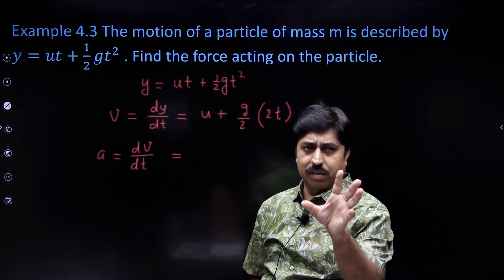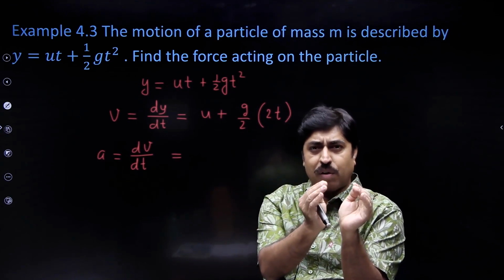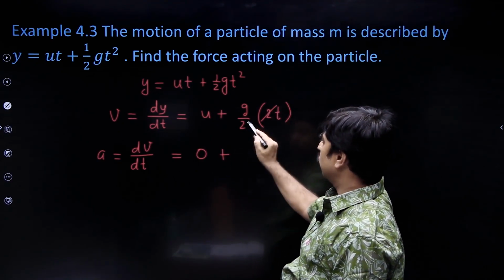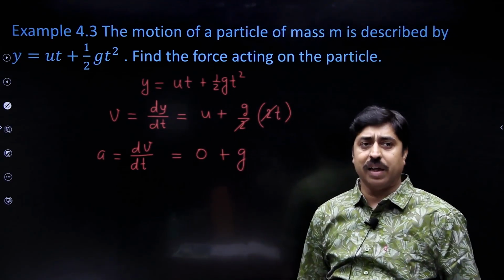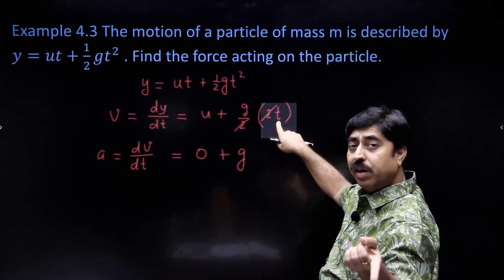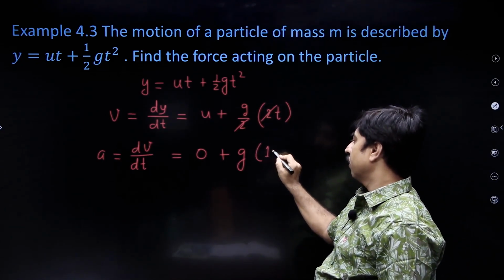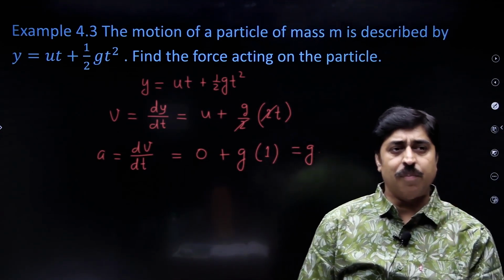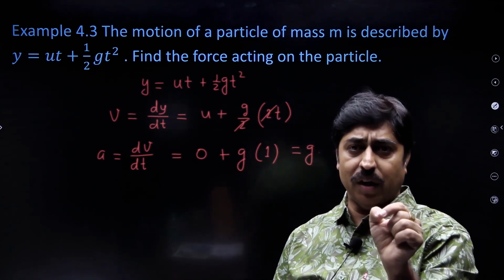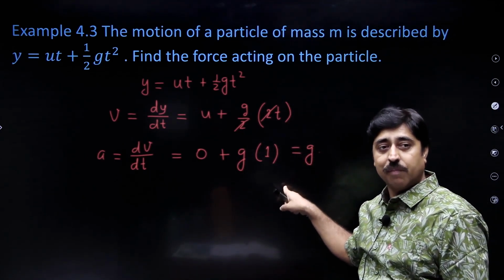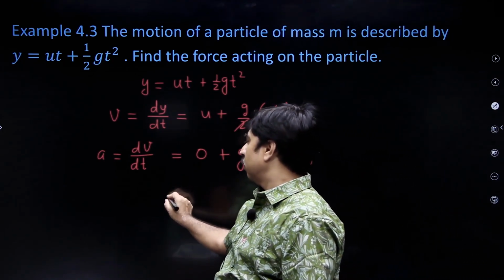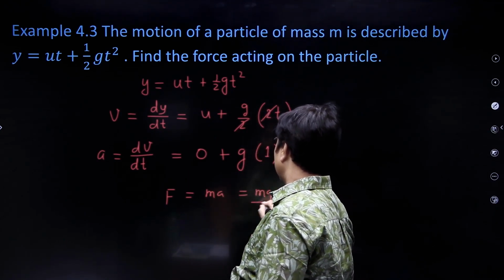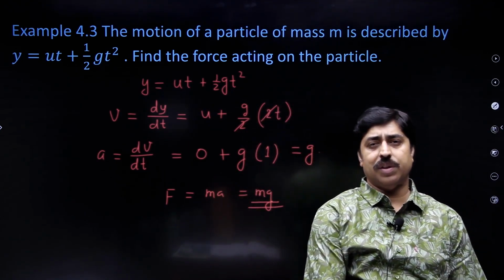So this is a constant, and when there is an isolated constant, its differentiation is 0. Differentiation of u is 0. These two cancel out. g is a constant again, and differentiation of t with respect to t is 1. So you get g. So acceleration of the body is g. This is what we conclude, and it is constant. It does not depend on time. So find the force acting on the particle. So force acting on the particle is mass times acceleration, which is equal to mass times g, because we have found that value of acceleration is g.